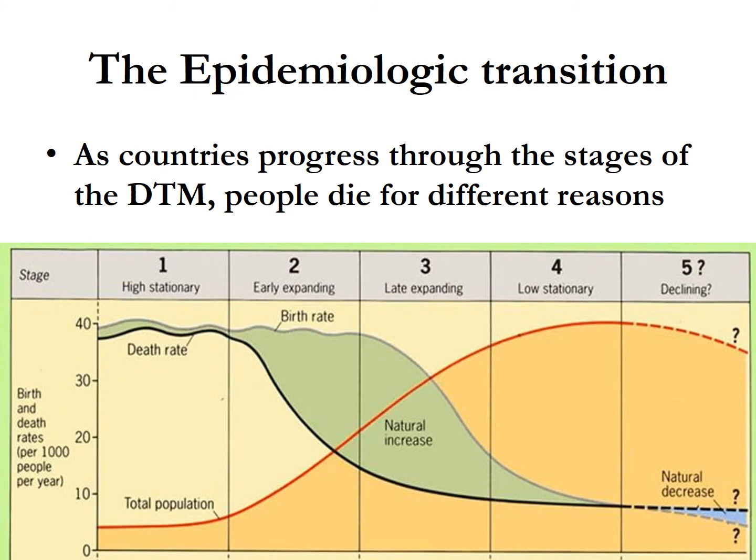Finally, we get to the epidemiological transition. So while the demographic transition model talks about how populations change, the epidemiologic transition uses the same 5 stages, but it just adds what causes death in each stage. Like, what is the reason for people dying in each one? Because that's just as important as what changes our population. So the epidemiological transition uses the same model as the demographic transition model. And we're going to follow that death rate, that black line, through it. But now we're just labeling what causes that death rate in each of the stages.